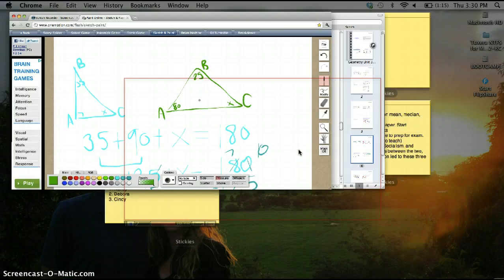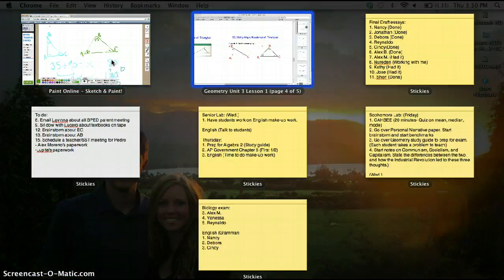And there you have it. Triangle sum theorem in a nutshell.